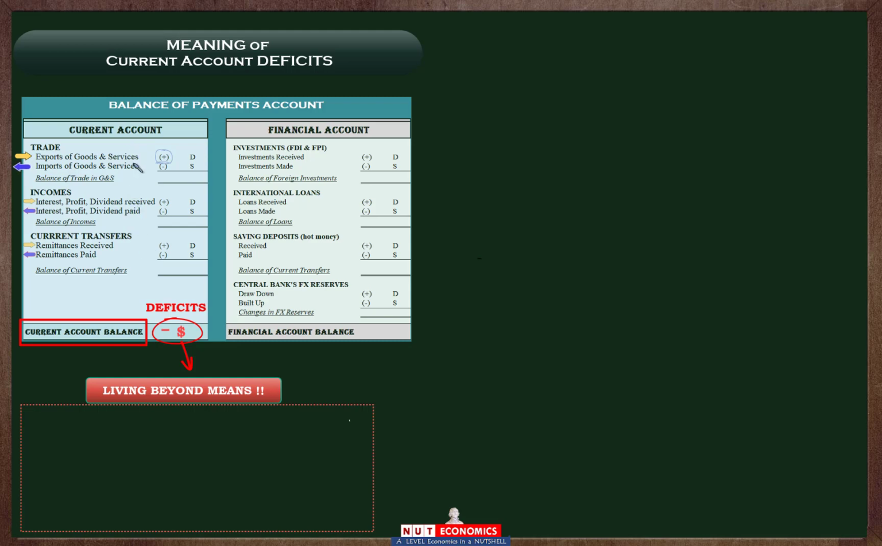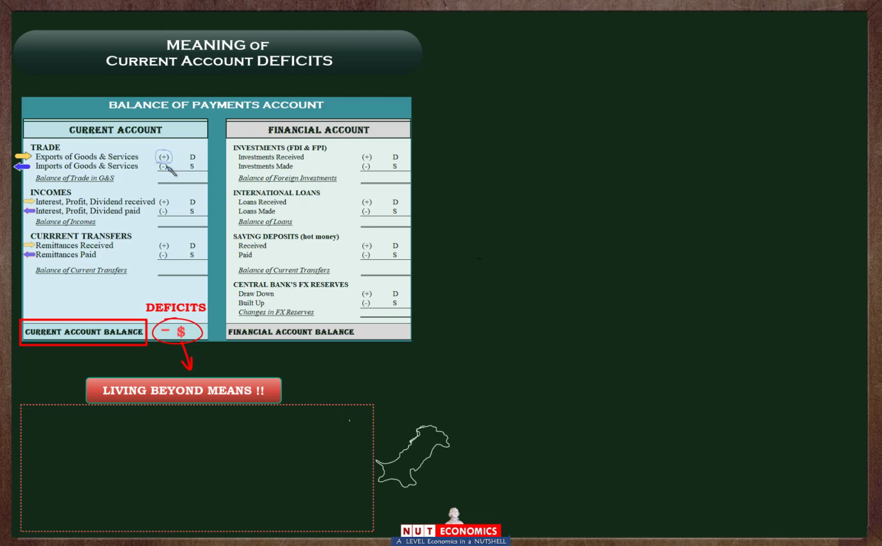But again, the main reason why dollars flow out of the country, the main source of these dollar outflows, is your imports of goods and services. The dollar payments you have to make for the things that you buy from other countries, that you import from other countries throughout the year, that is the main source of dollar outflow from your current account.